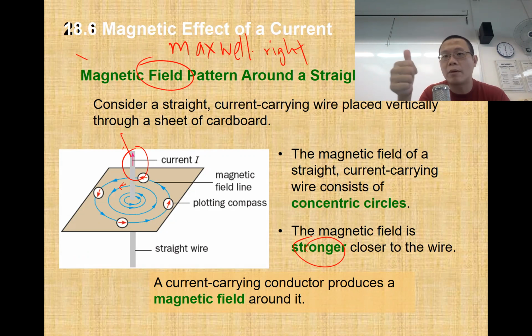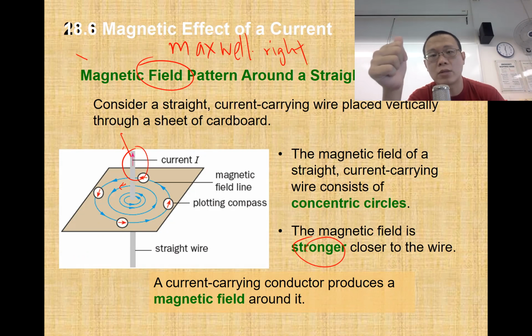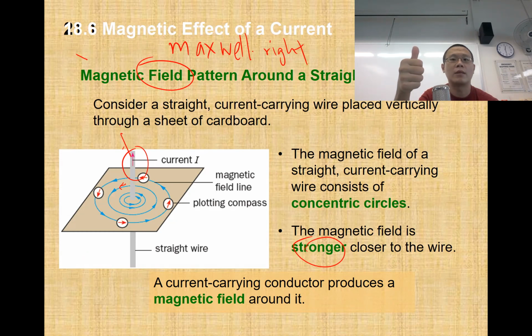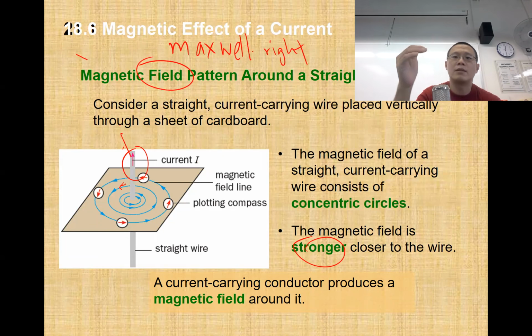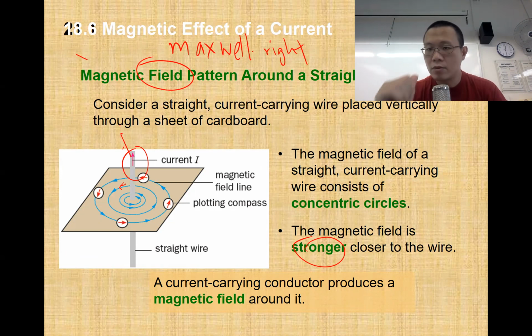My thumb will represent the current. For a straight line cable, Maxwell version number 1, the thumb will represent the current direction. So the current direction now is going up. What you're going to do is grasp, try to grab the wire like that. You'll find that your fingers will curve from right to left. And if you look at the paper from the top view, you'll find that it will flow in a clockwise manner.